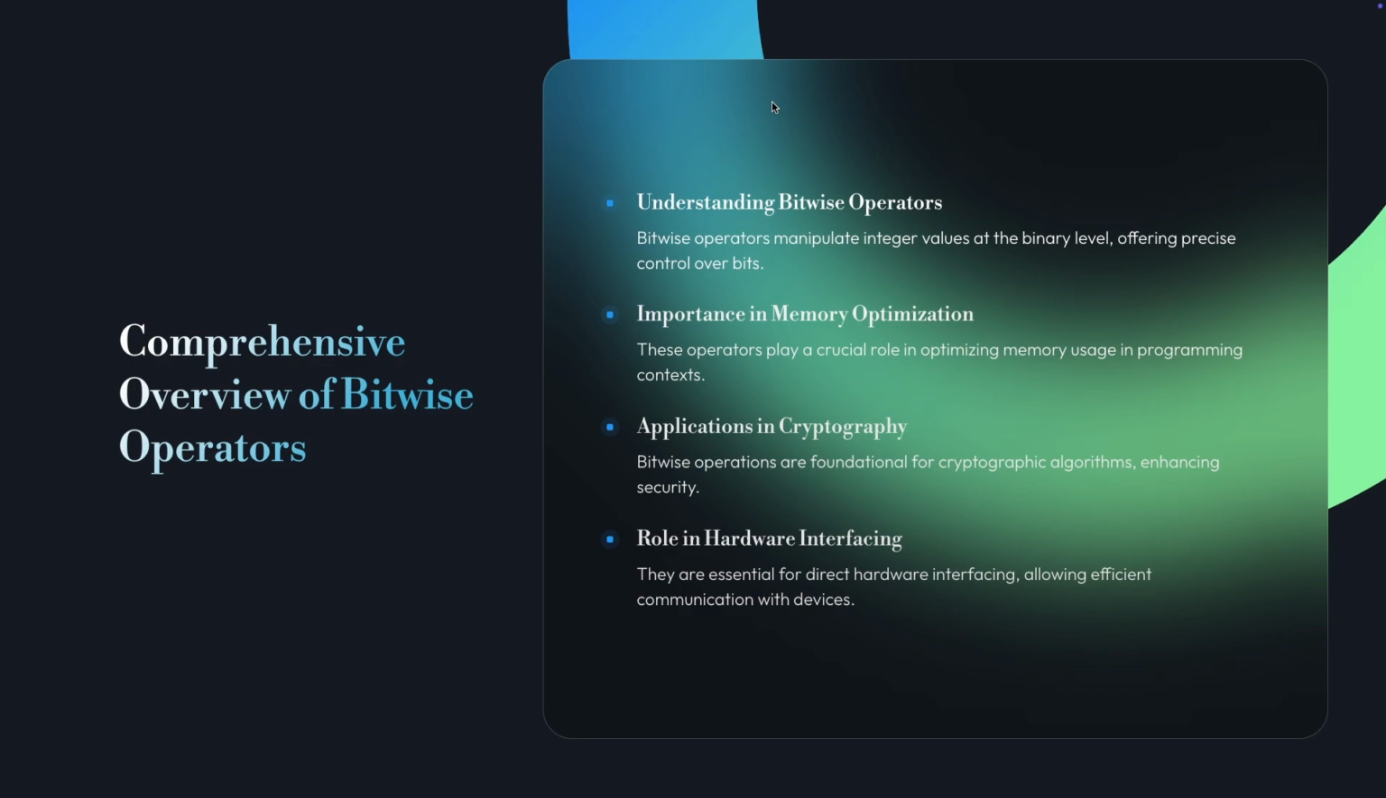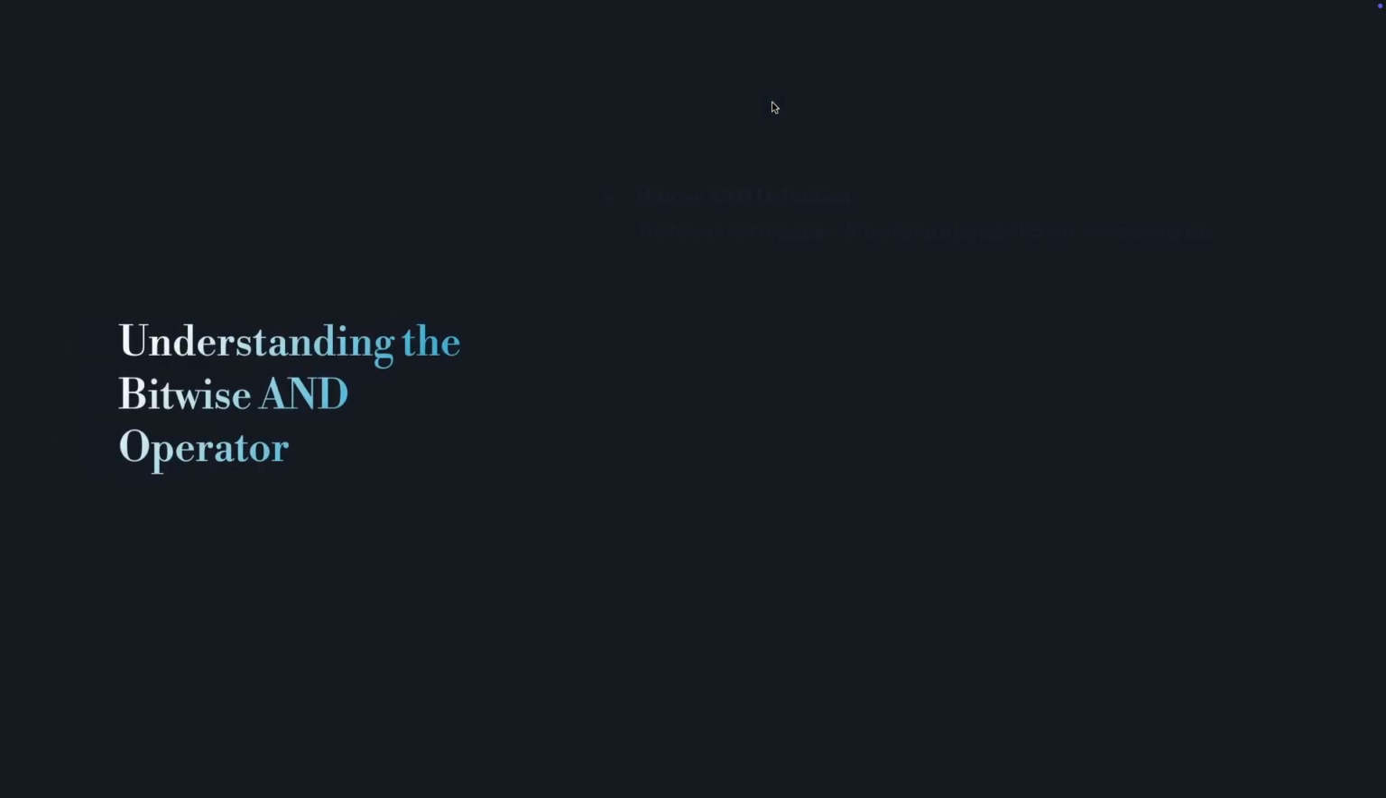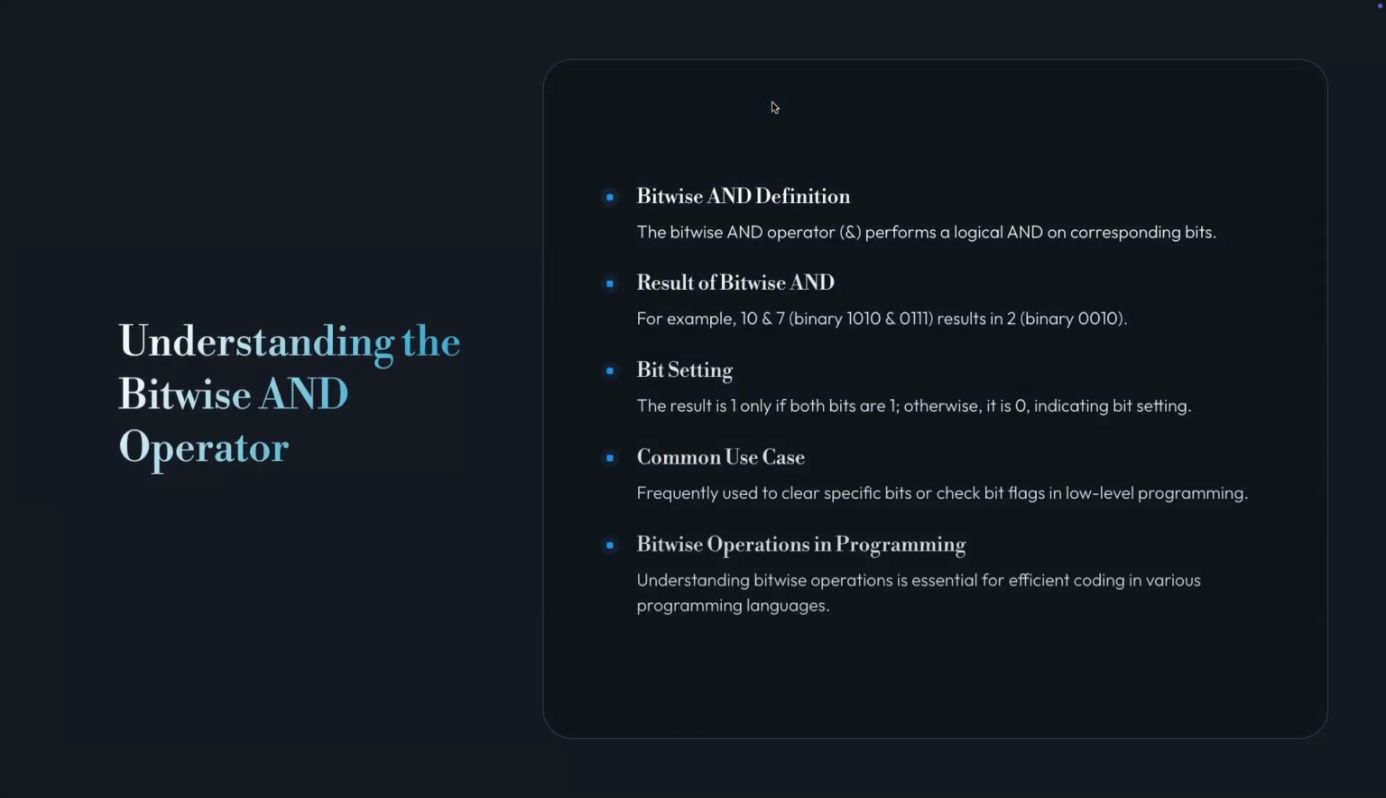Let's start with the bitwise AND operator. The analysis explains this performs a logical AND on each pair of corresponding bits. So for any two bits you're comparing, the result is 1 only if both of them are 1. Otherwise, it's 0. Think of it like a very strict gatekeeper. Both conditions must be true to pass. And we've got a great illustration here: 10 and 7. In binary, 10 is 1010 and 7 is 0111.